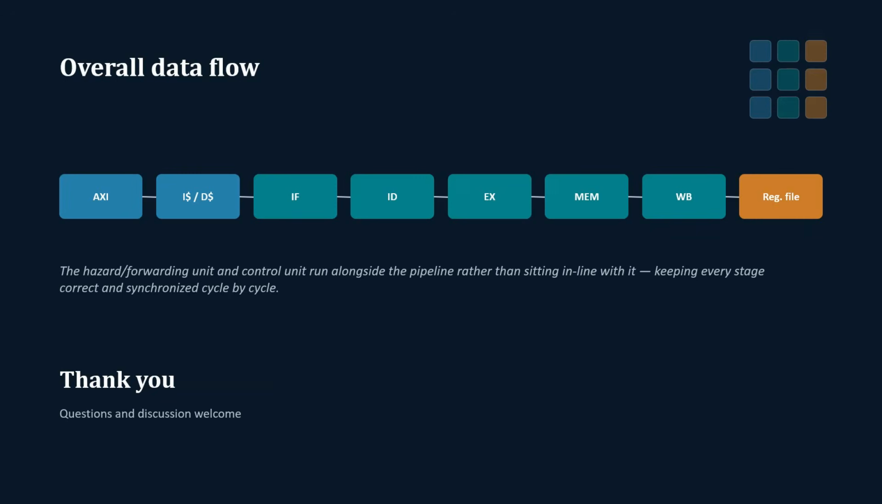If I want to check the overall data flow, first of all, I get the instruction from memory, next I fetch it, next I decode it, and next I execute, access memory, and write back into the register file. So my hazard or forwarding unit and the control unit run alongside the pipeline rather than sitting in line with it. So this is the entire flow of the RISC-V pipeline architecture, and we are going to implement it using Verilog from our next session.